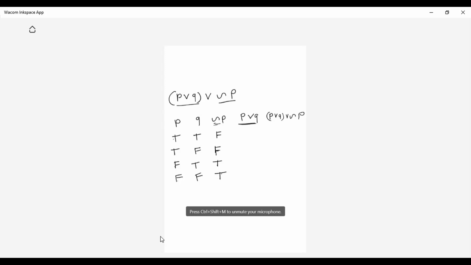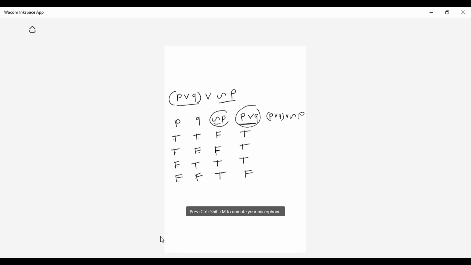P or Q. What is P or Q? On P or Q, only for false, false we will have false. Otherwise, we will have true, right? So true, true, true, false. It is ORing, so only for false, false I will have false. Okay, now I have got P or Q.